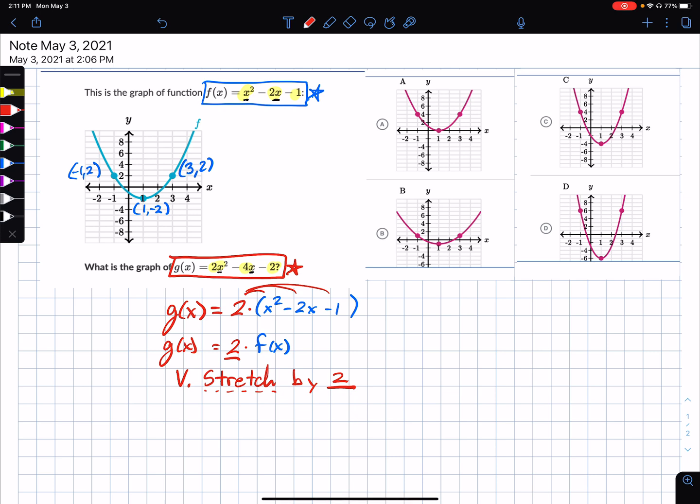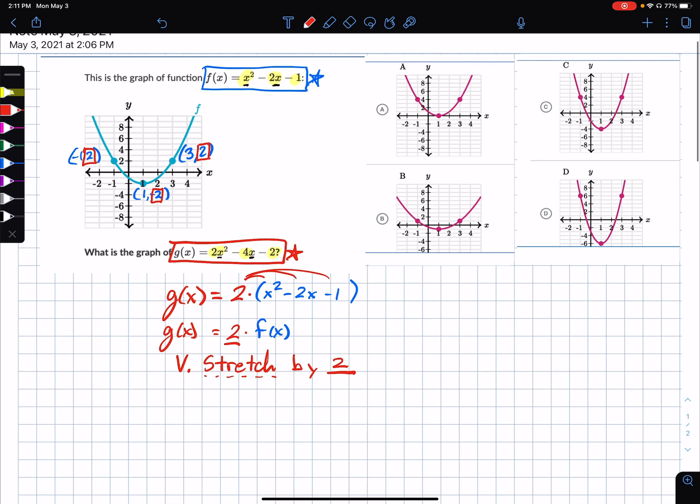When that scale factor is larger than 1, that's when we get a stretch, vertically speaking. Okay, so what I'm going to do is just go back to the original graph and double all the outputs. So every y value on those anchor points, I'm just going to double it. So that'll give me a new point. I'll have to find it: 3, 4, 1, -4, and -1, 4. Just doubled all the y values.